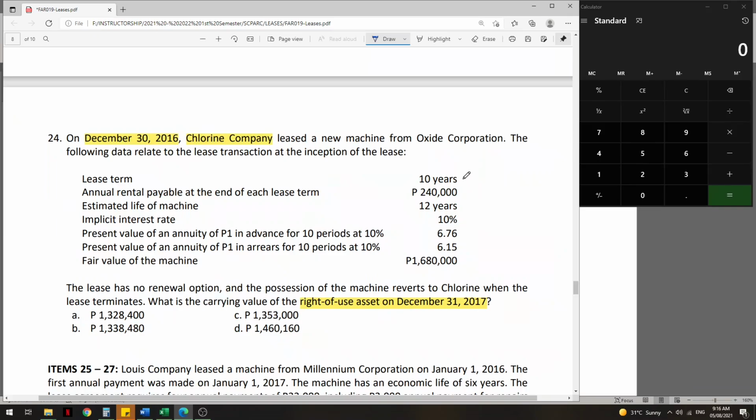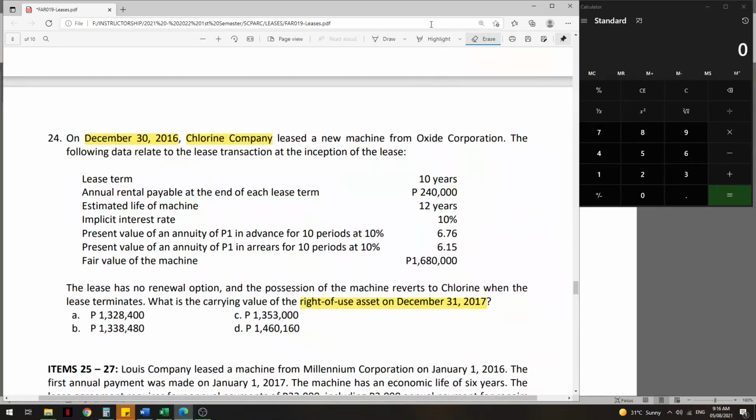Lease term is 10 years. Annual rental payable is 240,000. And do take note, it is at the end of each lease term, at the end of each year. So when we start December 2016, the first payment will be December 2017. Life of the machine is 12 years. And implicit rate is 10%.